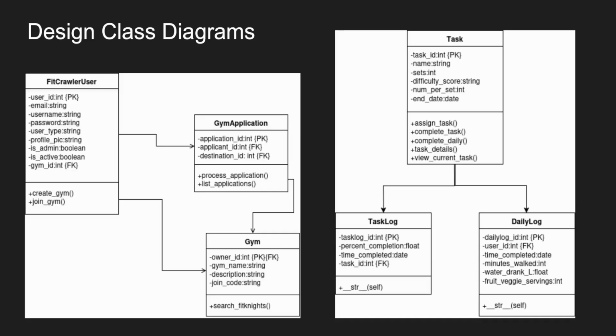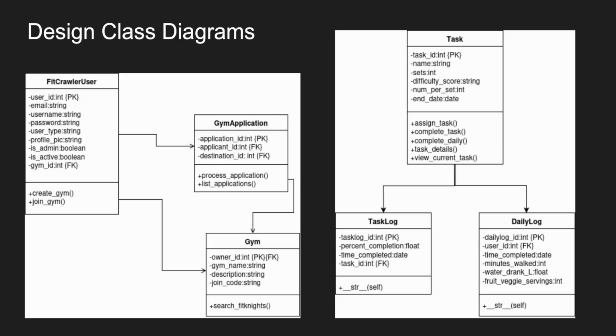Here are our design class diagrams. The one on the left here is for the gym application system, and the one on the right here is for the tasks. The left just states all the details for each user, including their ID, email, username, etc. The gym application is going to state what users are applying to the gym and what gym they're applying to. And then the gym is going to have an owner's ID, a name, description, and code.